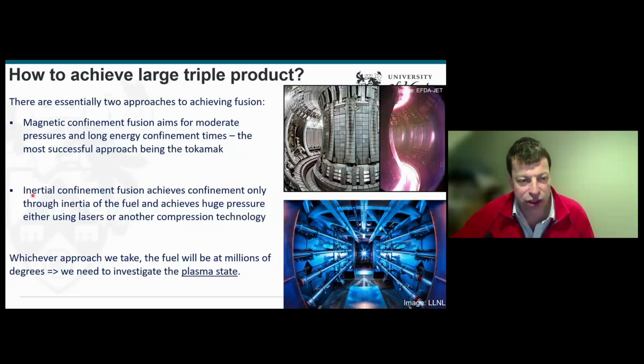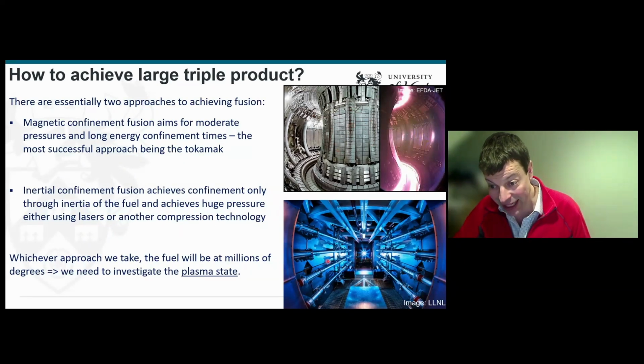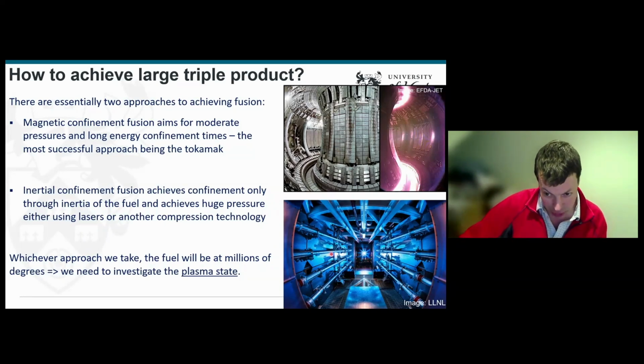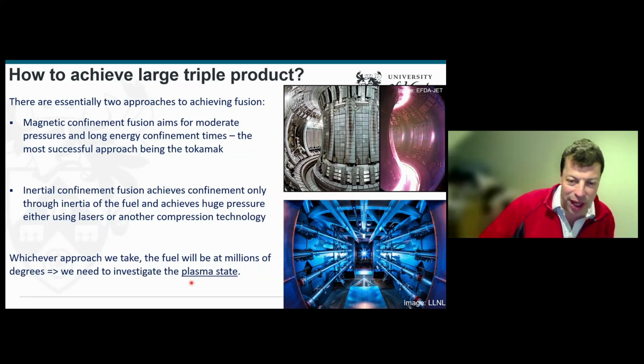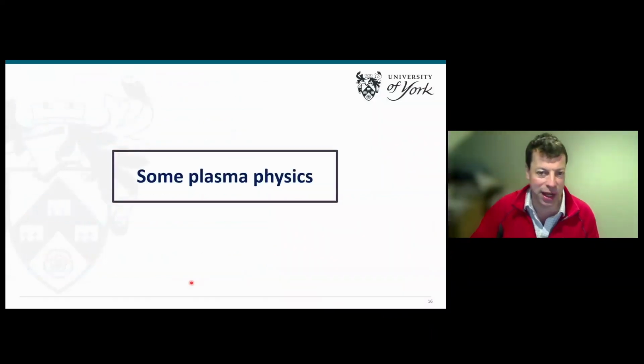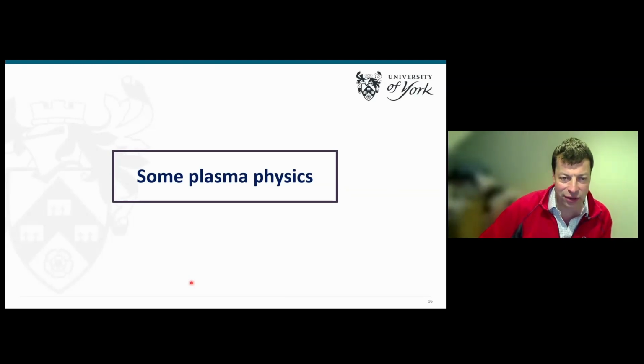The contrasting approach is inertial confinement fusion, in which the confinement, such as it is, exists only because the fuel has finite mass. Here the confinement time is very small, but the pressure is huge, and this is achieved perhaps using lasers. We've got a picture of the inside of a tokamak, a magnetic confinement fusion device, top right, and some of the lasers from the National Ignition Facility in the US, an inertial confinement fusion device, on the right-hand side. But whichever approach we take, the fuel is going to be at millions of degrees. So we need to investigate something called the plasma state, and that's where we're going next. Our next destination is some plasma physics. So there we go. Next title: some plasma physics.